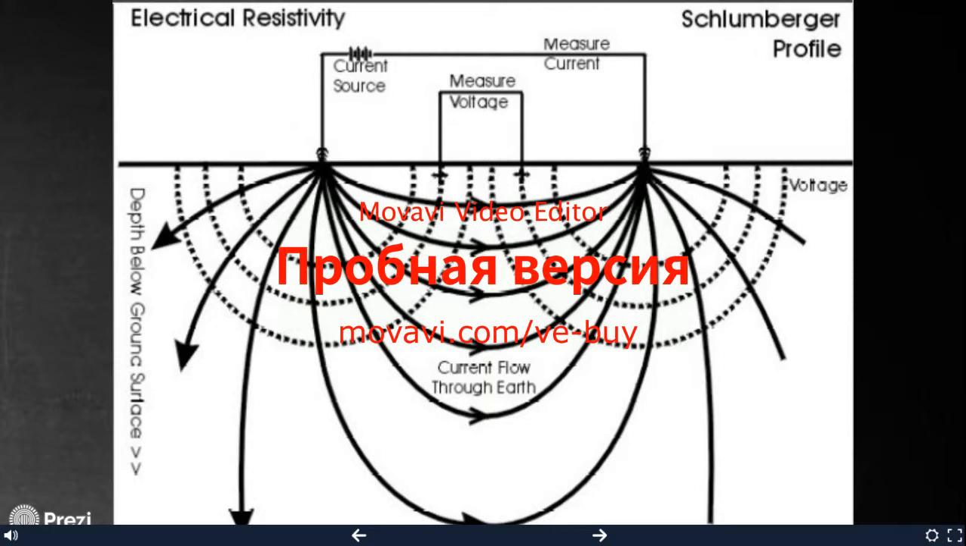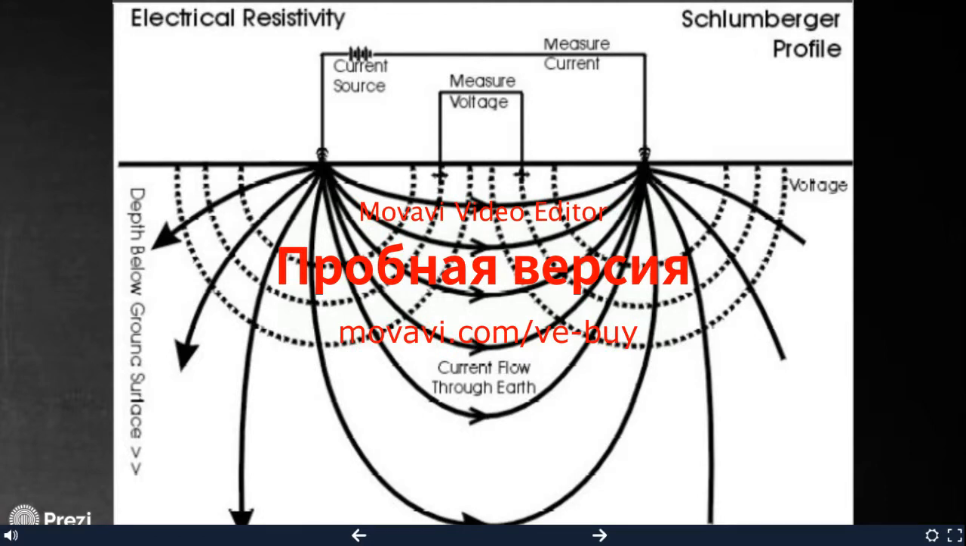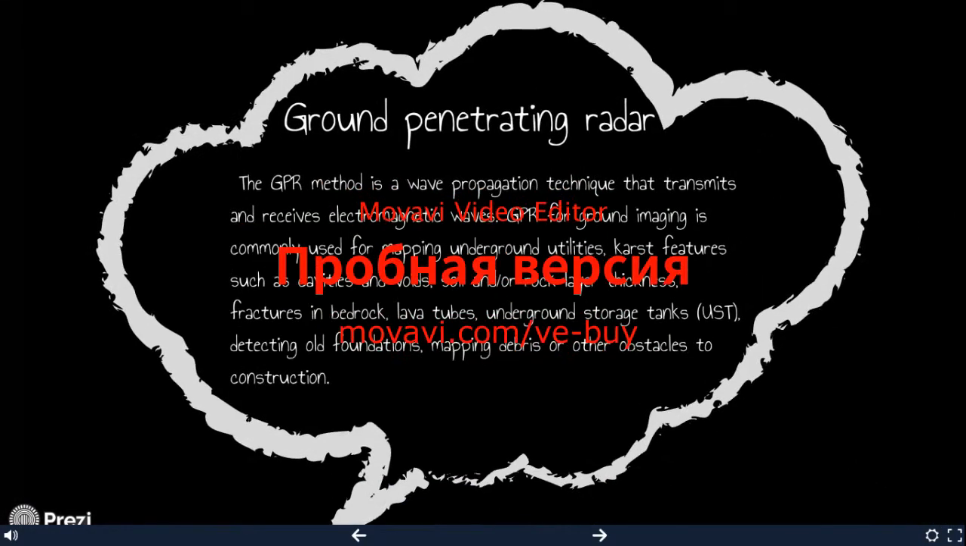Electrical resistivity methods are used for locating and mapping groundwater sources, natural groundwater flow paths, groundwater contamination and archaeological remnants. These methods measure voltages associated with electrical currents flowing in the ground. From the illustration of Schlumberger's profile, you can see how groundwater sources or flow paths are located and mapped by our electrical resistivity method. The next method is ground penetrating radar.